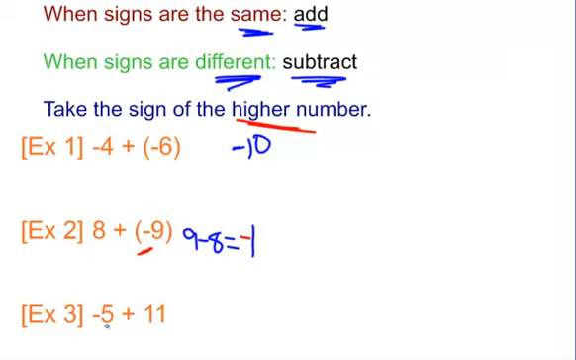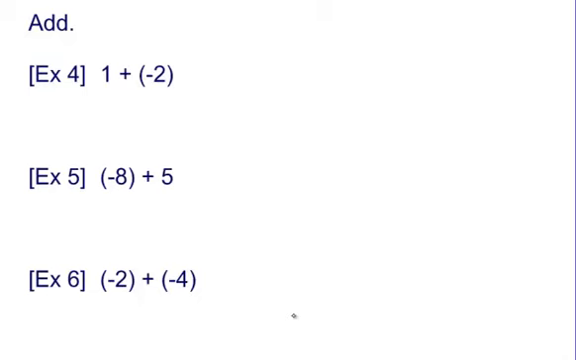Let's try here. We have negative 5 plus 11. Well, the signs are different again. So when they're different, we subtract. 11 minus 5 is 6, and the sign of the higher number. The higher number here is 11, which is positive, so we're gonna keep it positive 6. Okay, try these on your own.